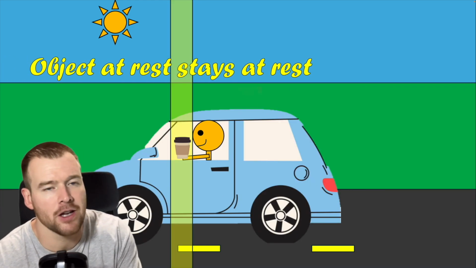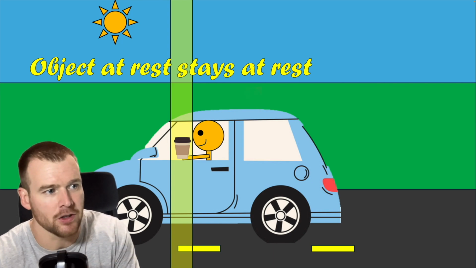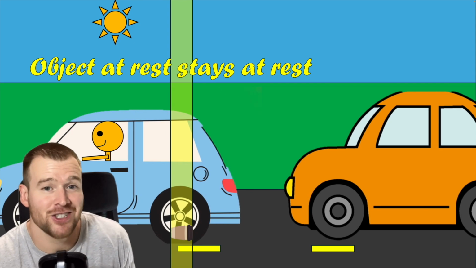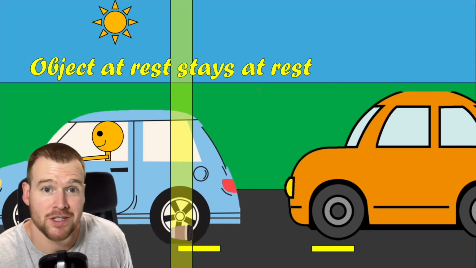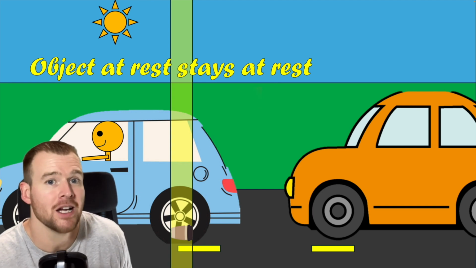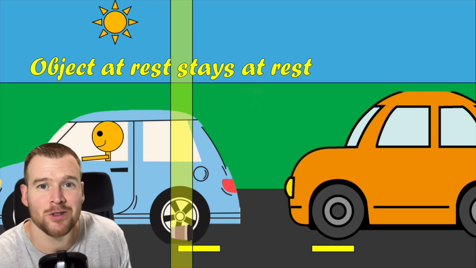Let's highlight where the coffee cup was initially in this vertical plane, and then when it gets collided with, the coffee cup actually just stays in the same horizontal position. It's just the car moves forwards. There's no force applied to the coffee cup, so it stays at rest and just falls straight down.